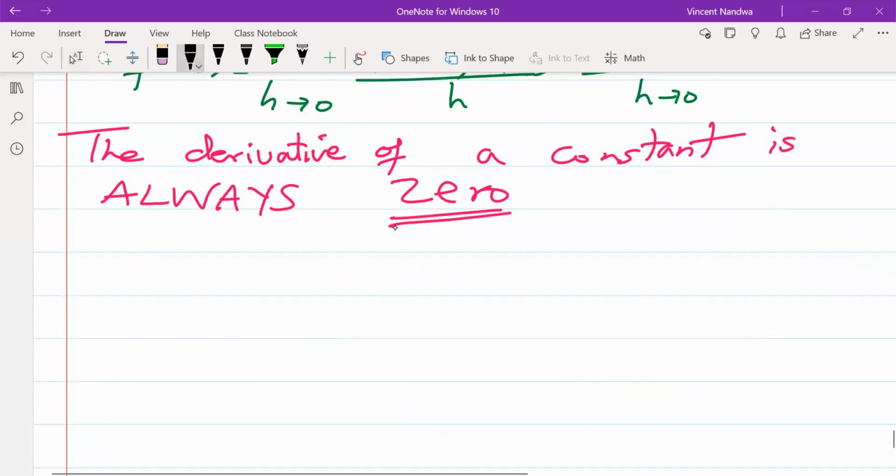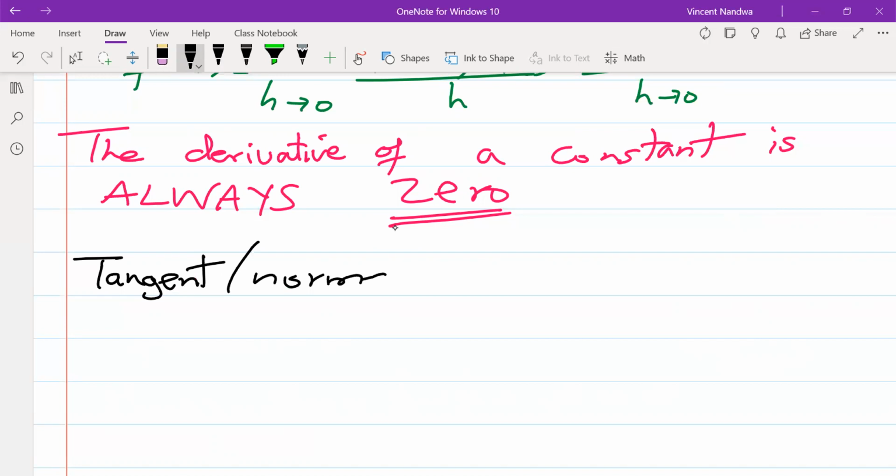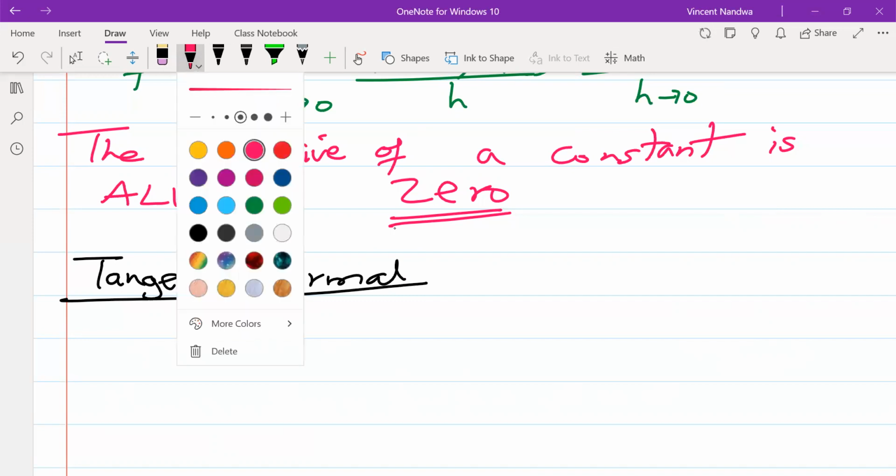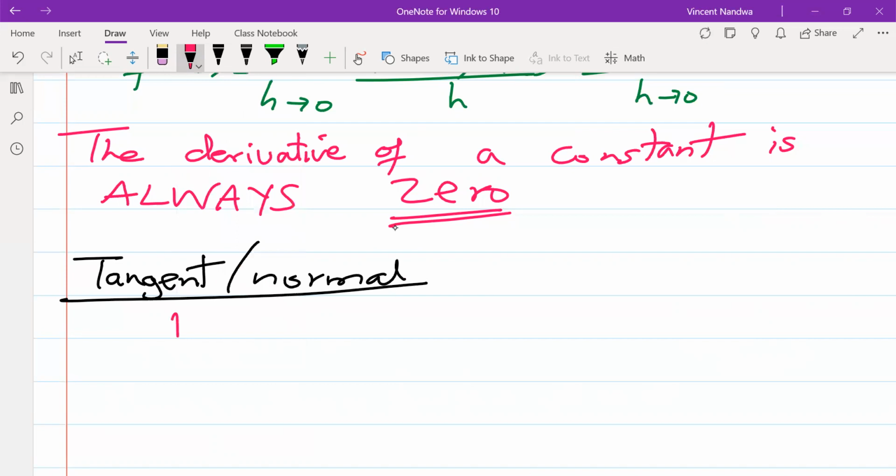I'll postpone the examples on finding tangent and normal, these kinds of problems on how to find the equation of tangent and equation of normal. We'll discuss them as we discuss different methods of differentiation. So let's take the methods and probably have a break. So, methods of differentiation.